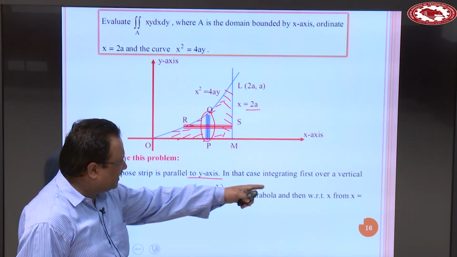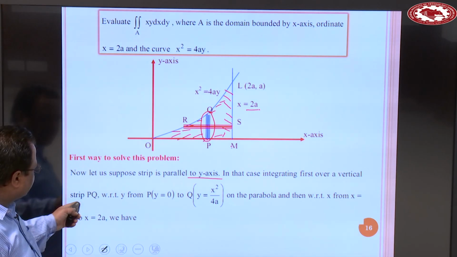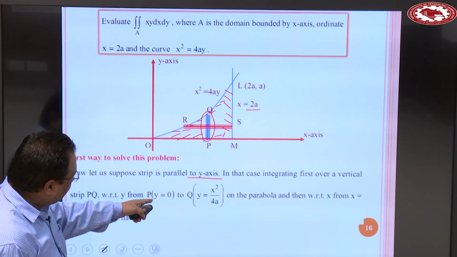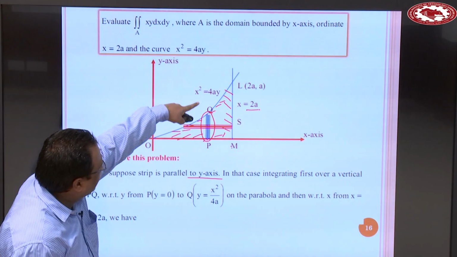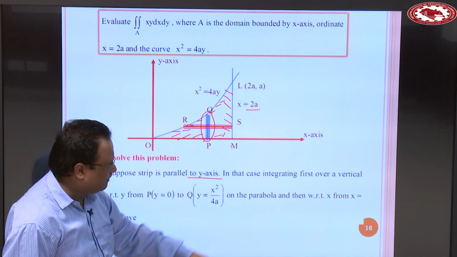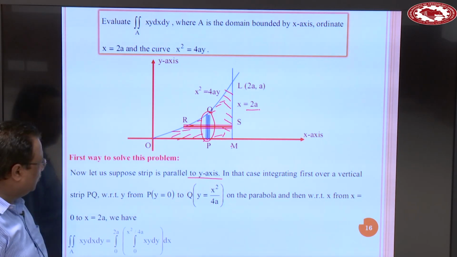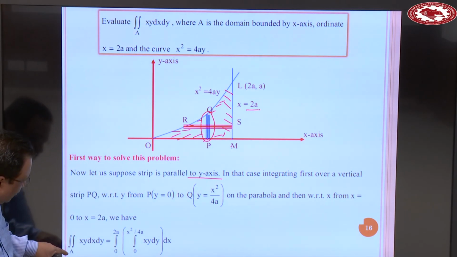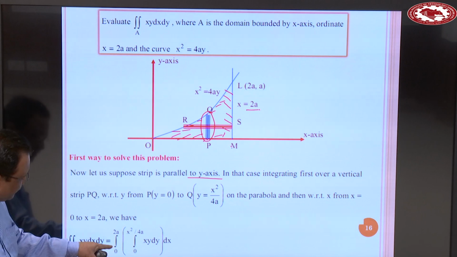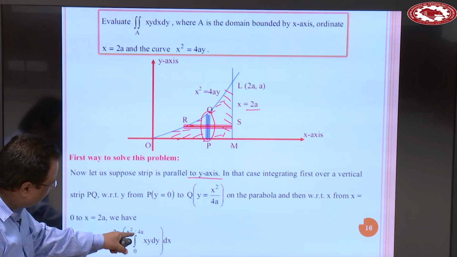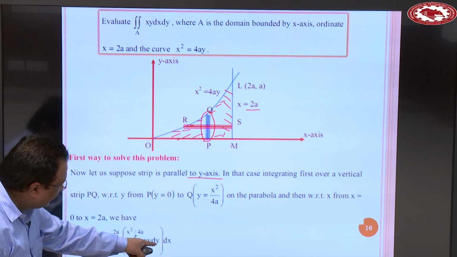In this case, integrating first over a vertical strip PQ with respect to y from y is equal to 0 and y is equal to x square over 4a on the parabola, and then with respect to x from x is equal to 0 and x is equal to 2a. So this means that this double integral of xy dxdy is 0 to 2a, 0 to x square over 4a of xy dy and dx.